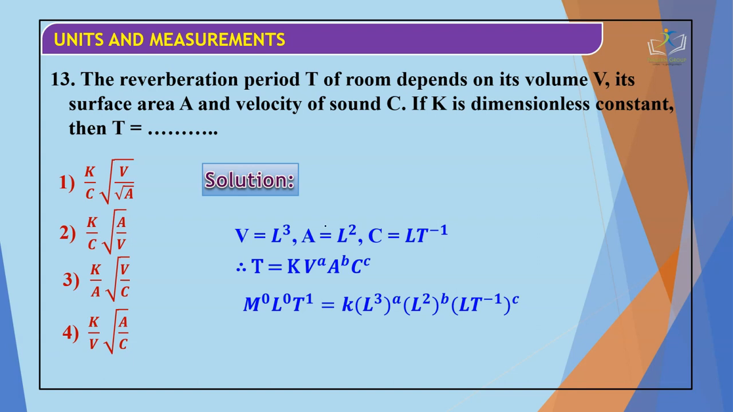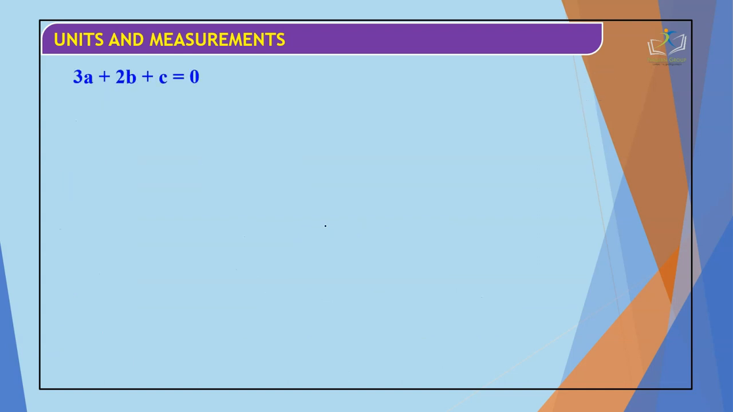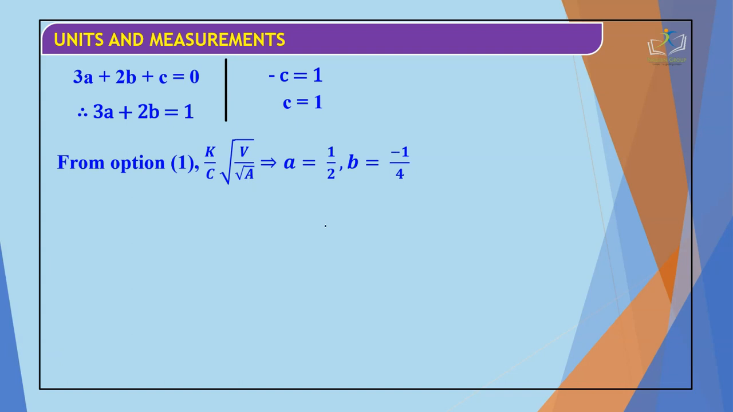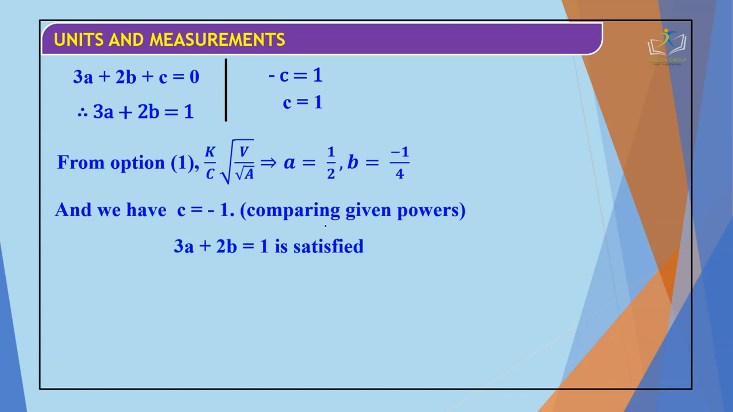Again, for making the relation, T is equal to K V to the power a, A to the power b, and C to the power c. We put all these values here and compare the powers: 3a plus 2b plus c is equal to the power of L. So we create different equations. From here we can see c is equal to minus 1. We can put this value and get the values of a and b also. So a is 1 by 2 and b is minus 1 by 4, and we have c as minus 1. So all these comparisons, if we put these values over there, are satisfied.